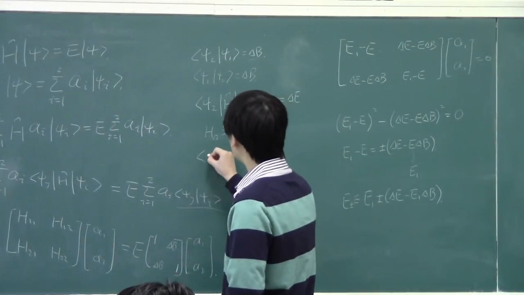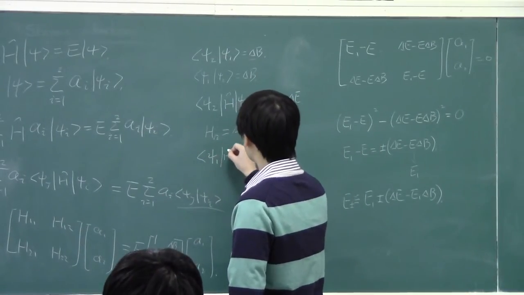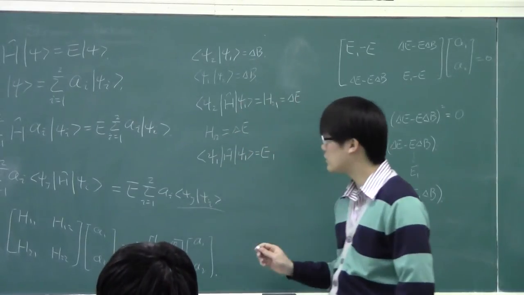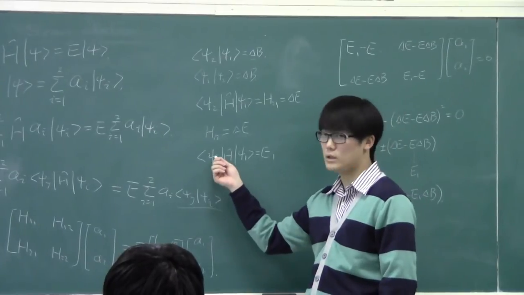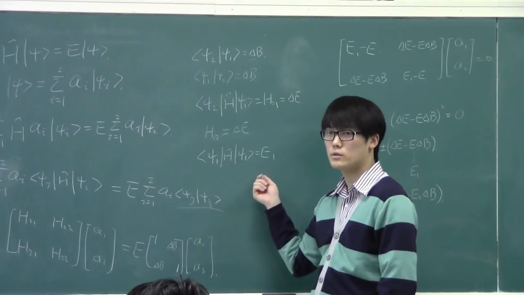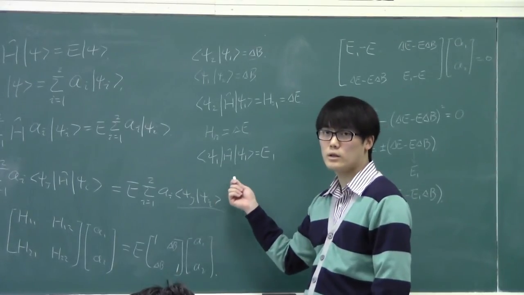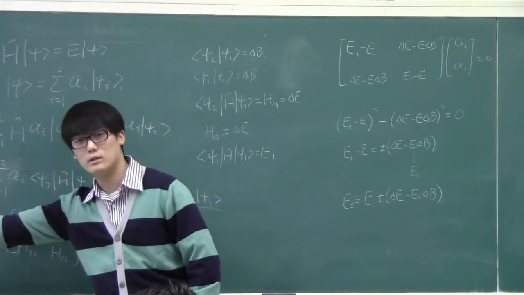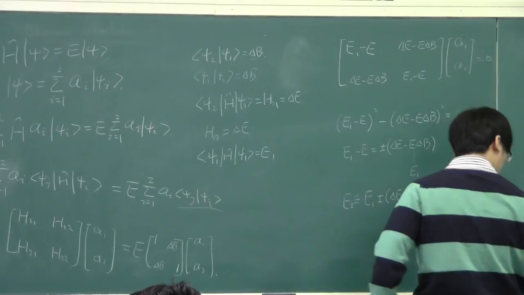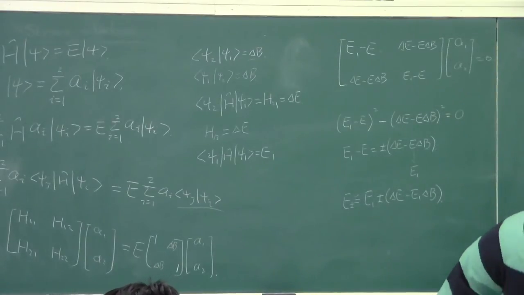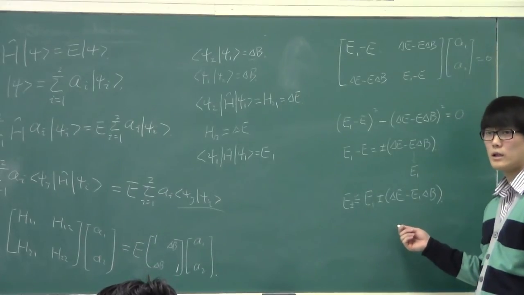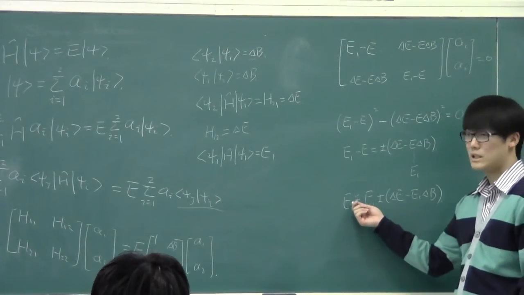Okay, so when I compute H11, it turns out to just be the expectation value of the energy for the first item, which is E1. And then similarly, the other one is E2, but since E1 is E2, it is the same. All right, so now we know this. Let's find the eigenvectors associated with E plus and E minus.